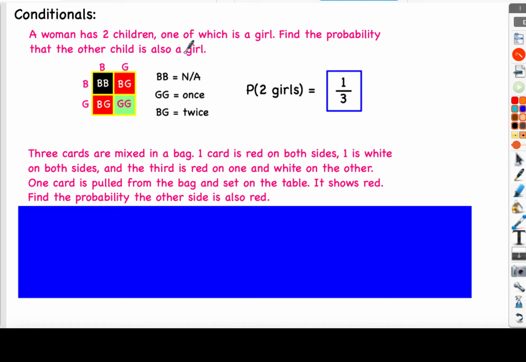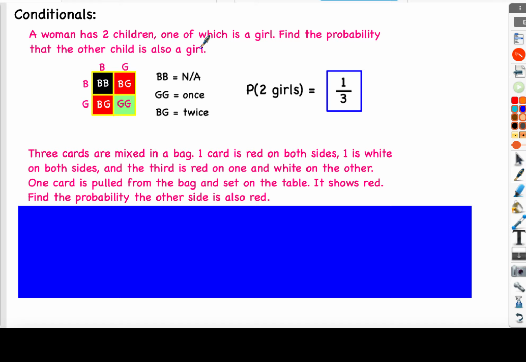Again, that conditional idea is saying, well, given that one of them is a girl, I can actually rule out, in that black square there, that they're both boys. I'm going to rule that out because, again, we already know one's a girl. That's not even a possibility. The other three squares, though, all have at least one girl.